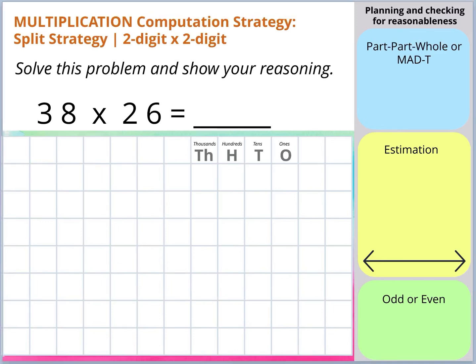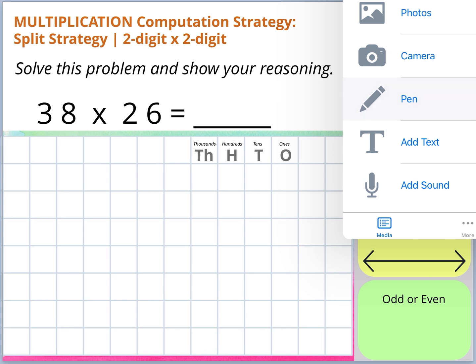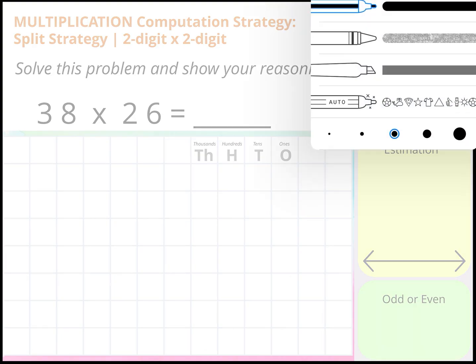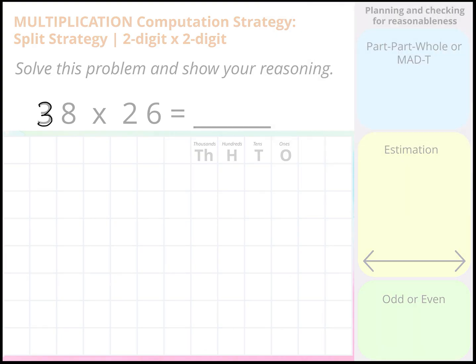This time we're going to do a multiplication computation strategy called the split strategy. It's 2-digit times 2-digit. Let's see what our question is. It is 38 multiplied by 26 equals, I don't know. So let's do our planning.